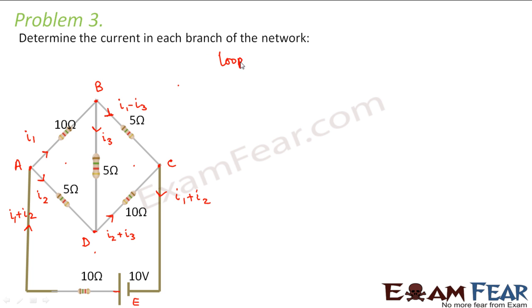Now we will apply the loop law. Loop law for which loop? A, B, D, A. That is this loop. What are the EMFs in this loop? There is no EMF actually in this loop, so we can write that EMF is equal to 0. And what are the resistances involved? The resistances involved are 10, 5 and 5, right?